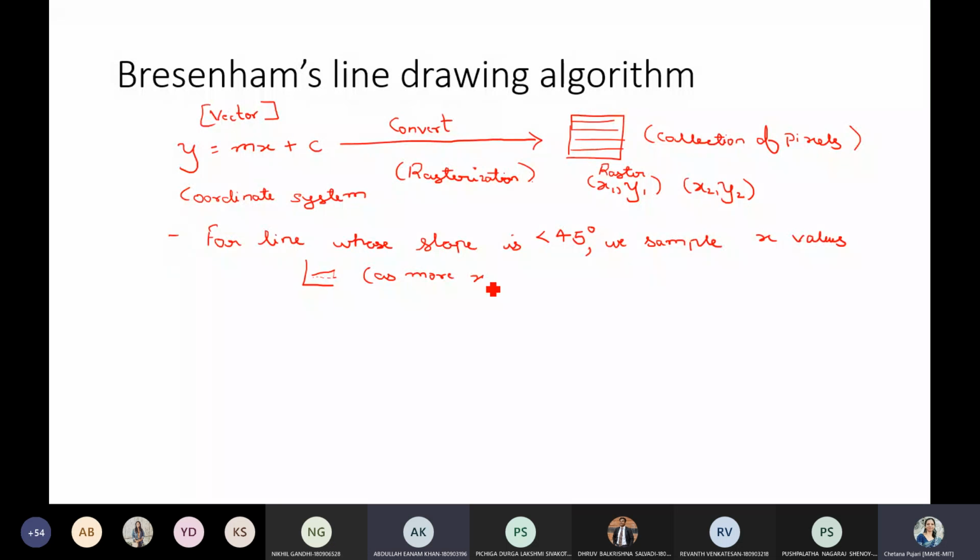Similarly, for a line, yeah, I do one thing. Somebody has not muted, so I'll just mute everyone once.